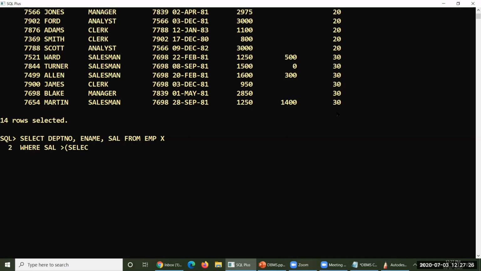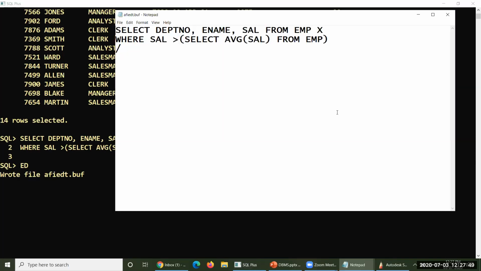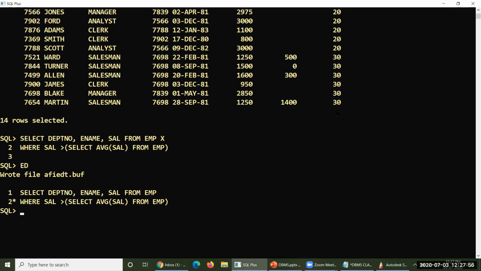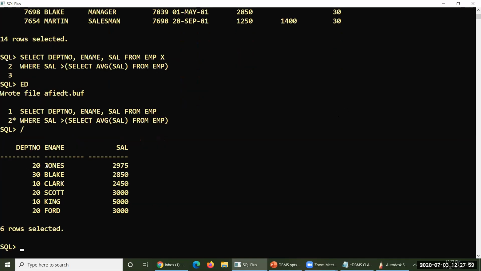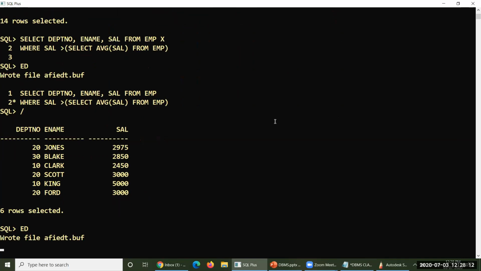Suppose you consider, so select AVG, average salary. That is our agenda here, average salary, from EMP, where... Let us consider if you take up to this particular point, it would give you the people who are getting more than the entire organization's average salary. If you want to extend this one, you'd like to take something like this.